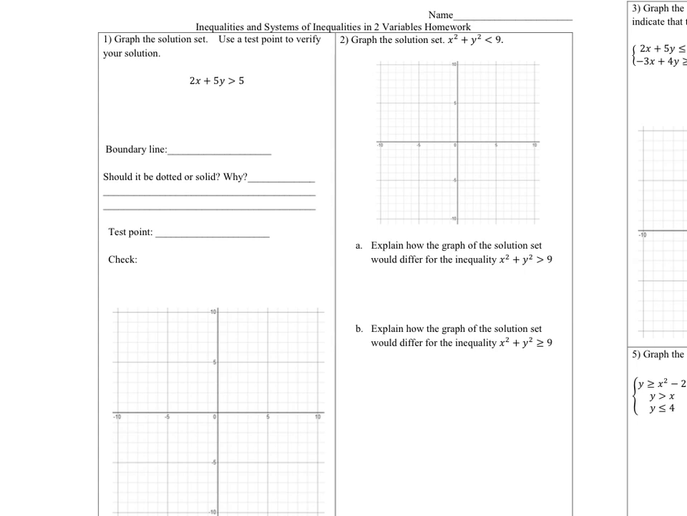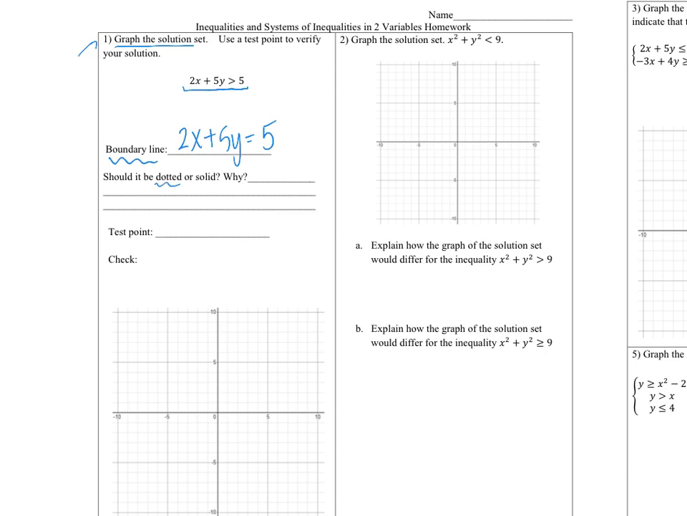Okay, for the first one, we want to graph the solution set. So we have this inequality here in two variables. And so the first part it wants us to look at is what's the boundary line. So our boundary line is just looking at the inequality, but as an equals. So we have 2x plus 5y equals 5.